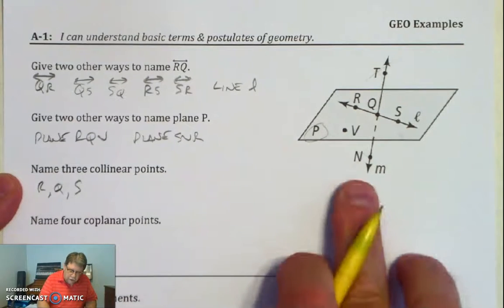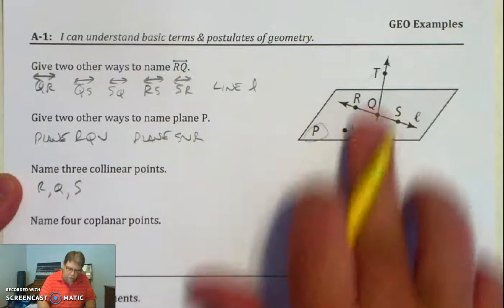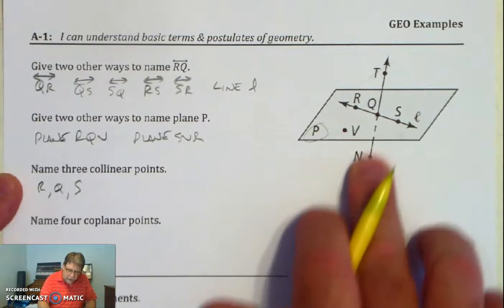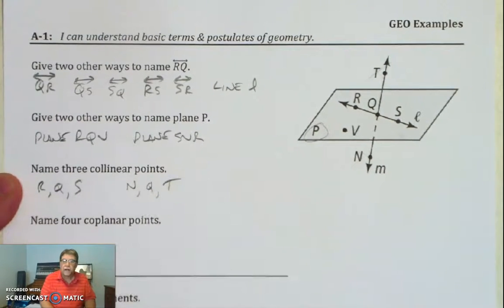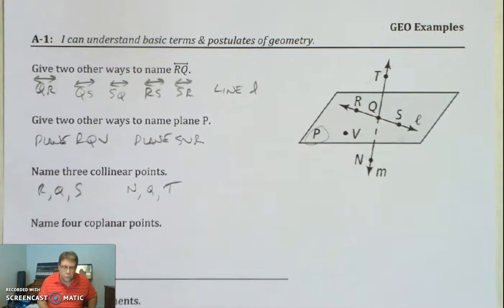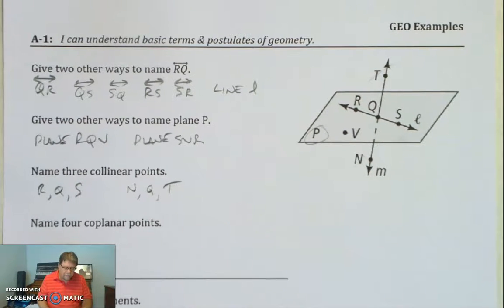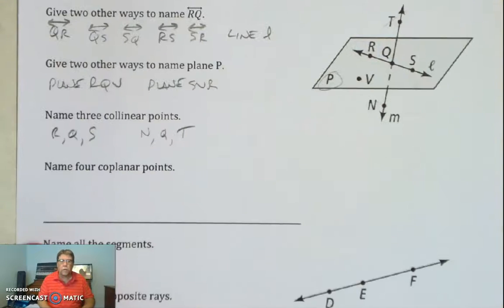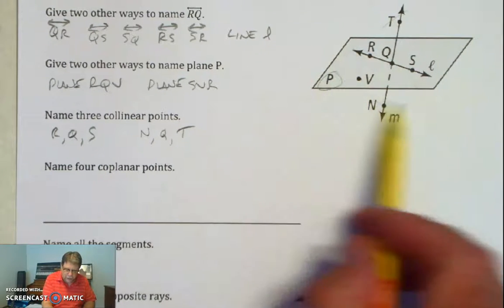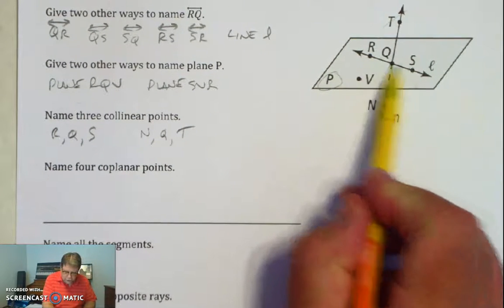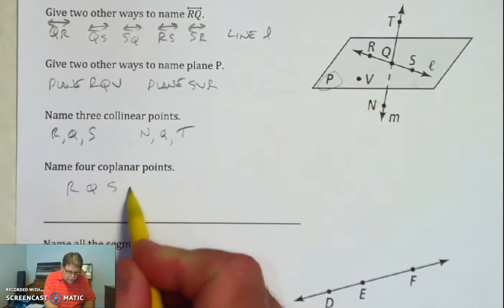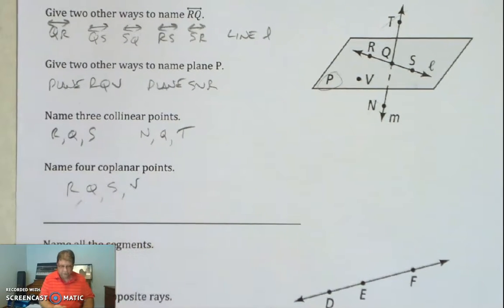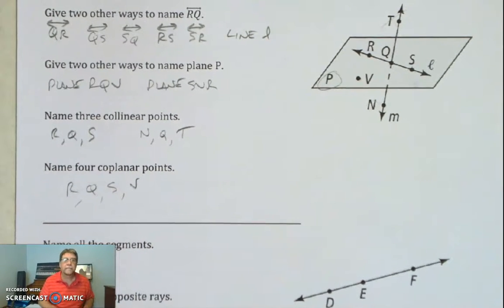But also, if you look, there's a line that goes straight up through this plane, and we could pick N, Q, and T. So there's another set of collinear points. Name 4 coplanar points. We want points that are on the same plane. So I'm looking at this plane right here, and I'm looking at R, Q, S, and V. Those are coplanar points. They do lie on the same plane.